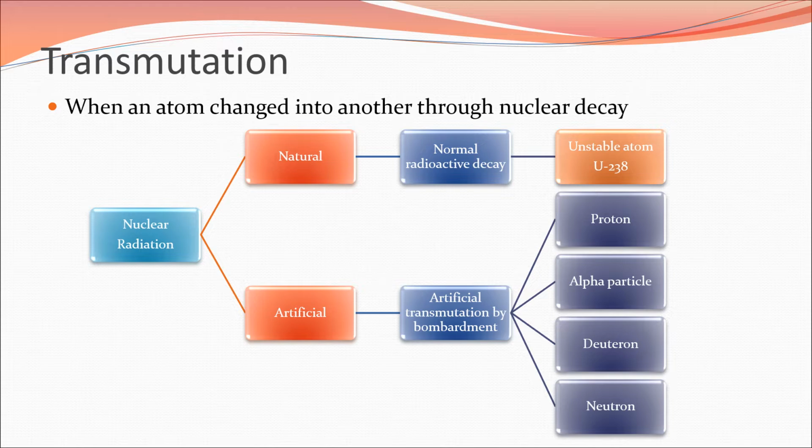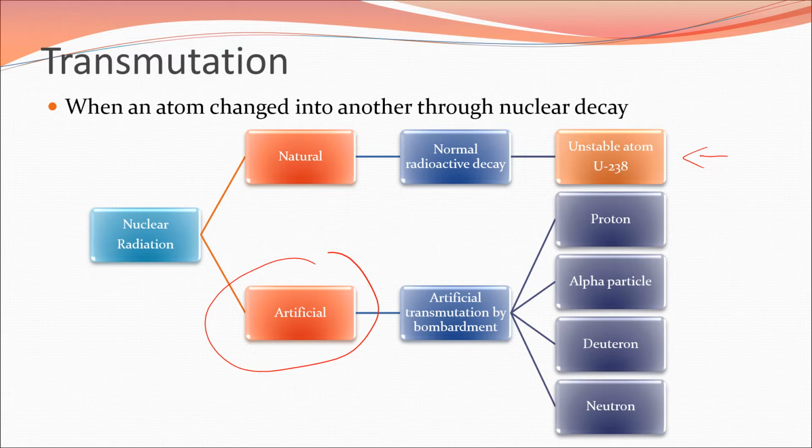So when we look at nuclear radiation, the top row here is what we've discussed before. Natural radiation is the normal radioactive decay of an unstable atom. It either has too many protons or too many neutrons, some sort of arrangement like that, and it'll split apart. Today we're going to look at artificial transmutation, where you actually bombard or shoot particles at an atom.